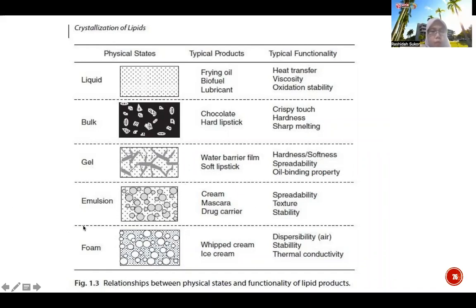Okay, we have done this. So you can actually see the physical state is different if you look under the microscope. Okay, with the scanning electron microscope, you can see this molecule, and then what types of typical products and their functionality. So for each of the functionalities, they will not be the same for each of the physical states.